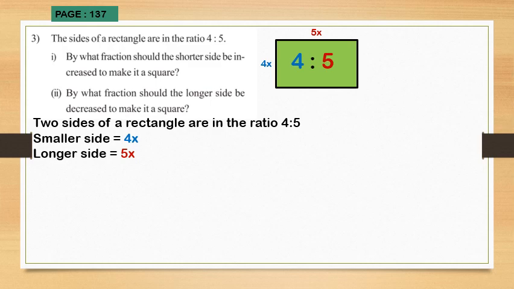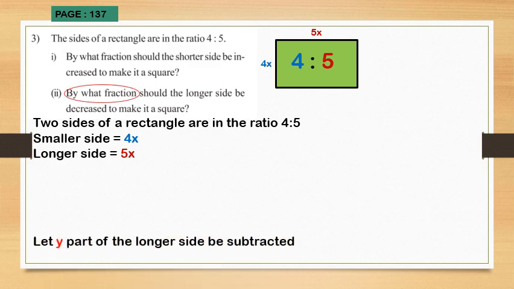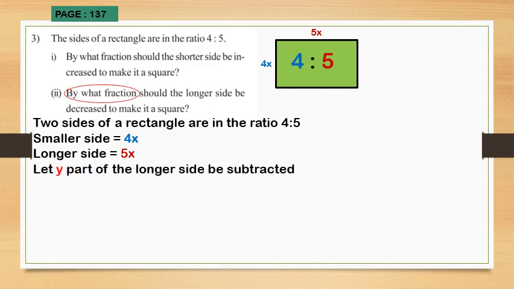Here our answer is some fraction of the longer side. So let us take it as y. Then write y part of a longer side be subtracted. Here longer side is 5x. Then y part of longer side means 5xy. So let us write longer side equal to 5x minus 5xy. Here 5x is common. Then take it outside and write 5x into (1 minus y).